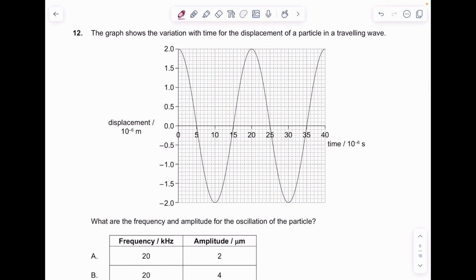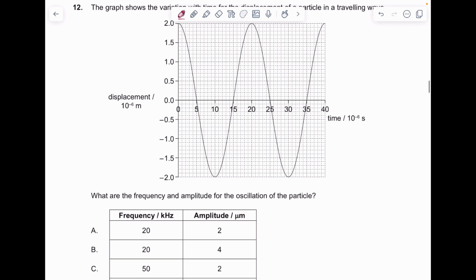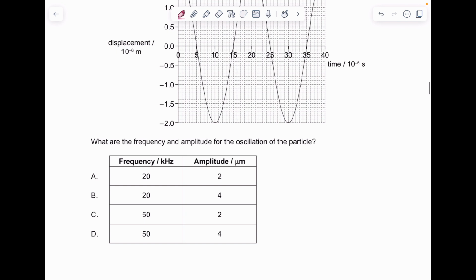Question 12, we've now got a displacement time graph. What are the frequency and amplitude of the oscillation? So amplitude, we can just read off the graph. It is the height, the maximum displacement from the equilibrium position. Check the scale, 10 to the minus 6, so it is 2 micrometers. So we're either going for A or C. It is not B or D.